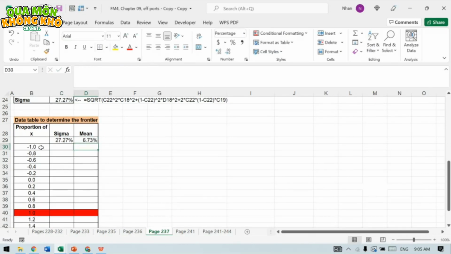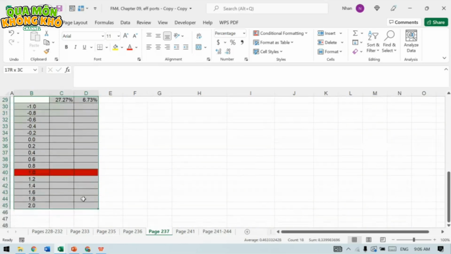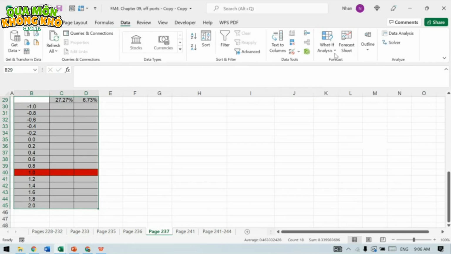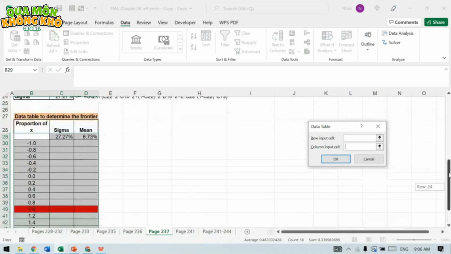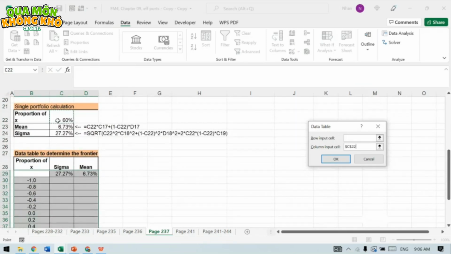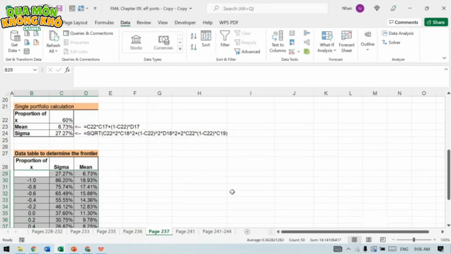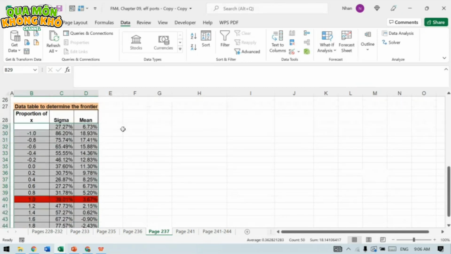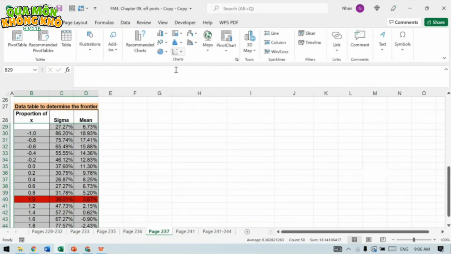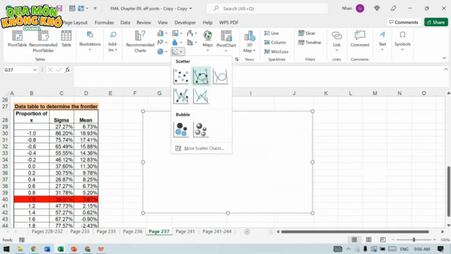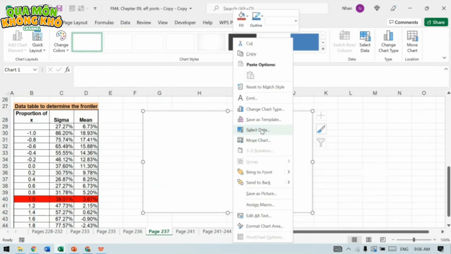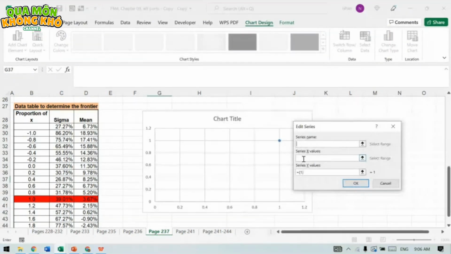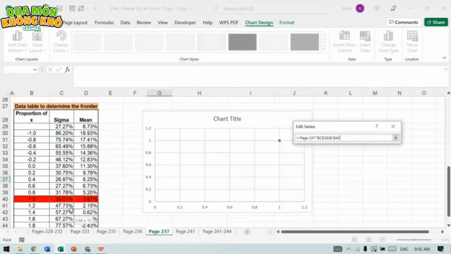And again, using the data table will help you complete this task. So data, what-if, data table, column input cell, the 60% here. So this is the data table to determine the frontier, and now I will graph it to make it easier to see. Select the data, add series here.